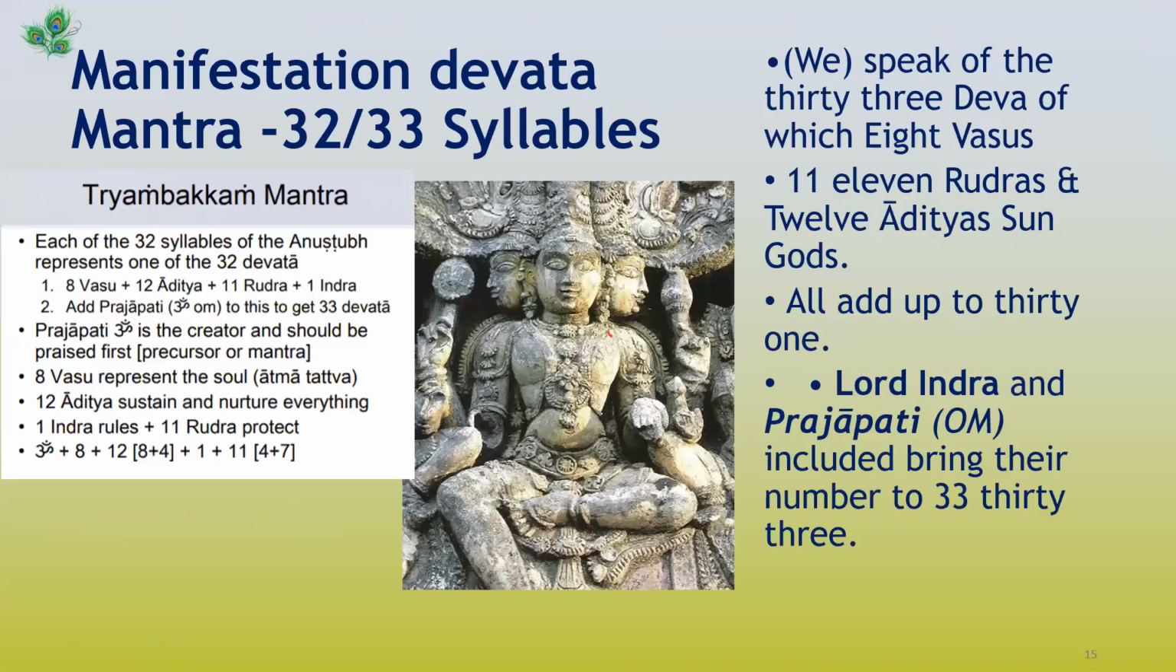Okay, now before we proceed, this is relevant because the 33 Devatas have the Triambika Mantra, which is nothing but the 32 syllable mantra, which is the Anushtup Chanda. Anushtup Chanda is like a meter, it's like a rhythm in Sanskrit.